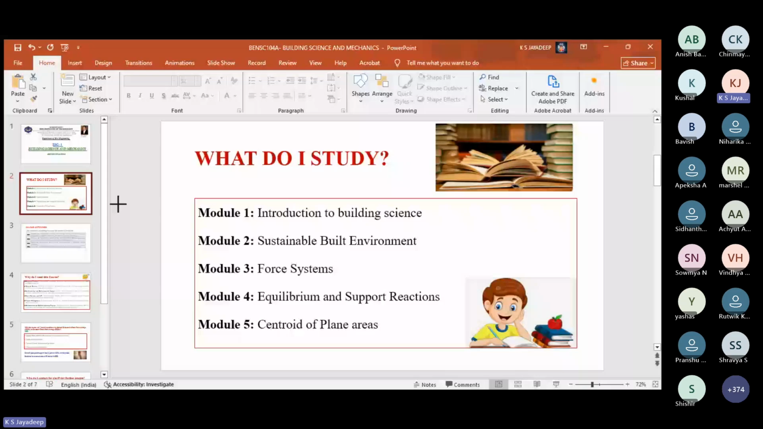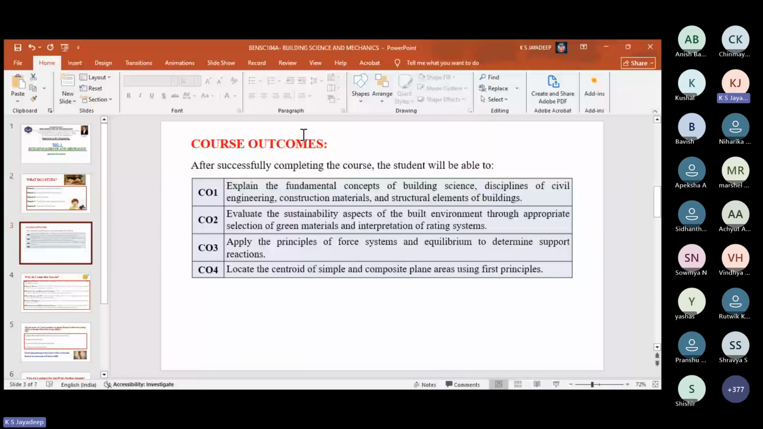Now let us go to the next thing, that is the course outcome. Ultimately, what is the outcome of this course? As a non-core branch student, after learning, what is the outcome? You'll be able to explain the fundamental concepts of building science. You'll know what is civil engineering, what basic construction materials we are using, and what the structural elements of a building are. And you'll know how sustainability affects things.